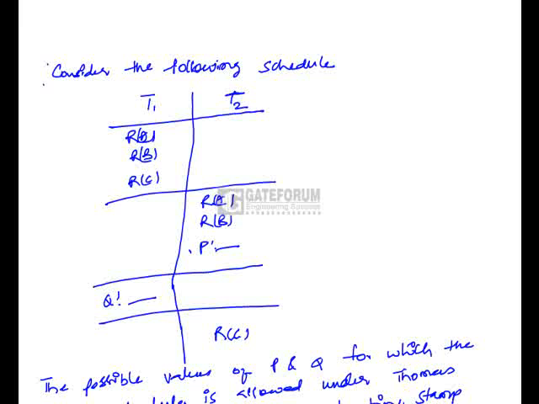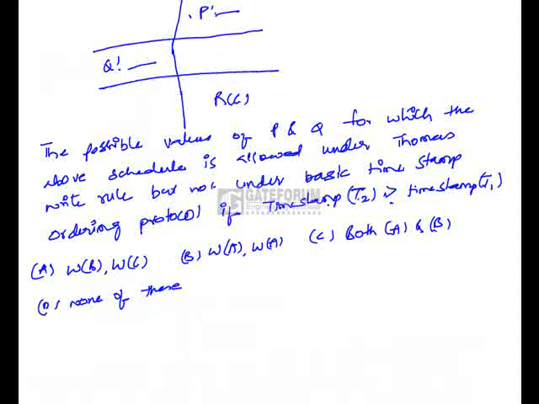It is also given that the timestamp of T2 is greater than the timestamp of T1. That means transaction T1 has arrived earlier than transaction T2. So this is the question.